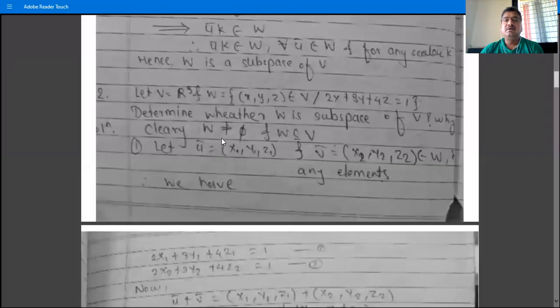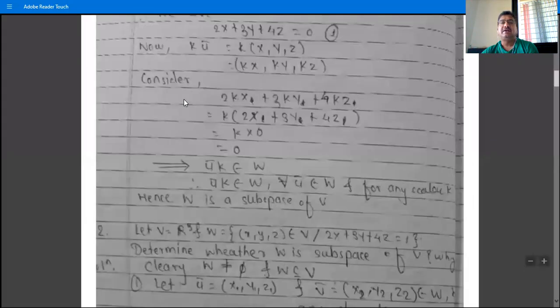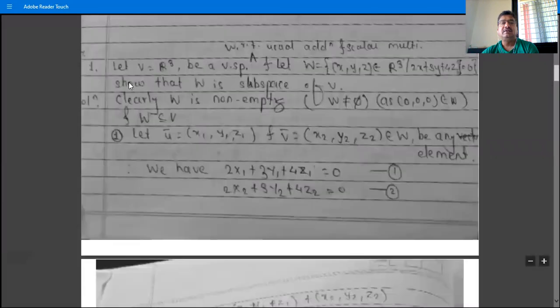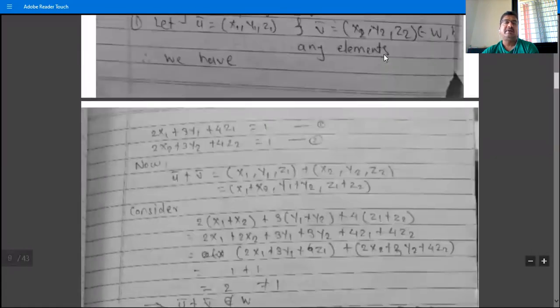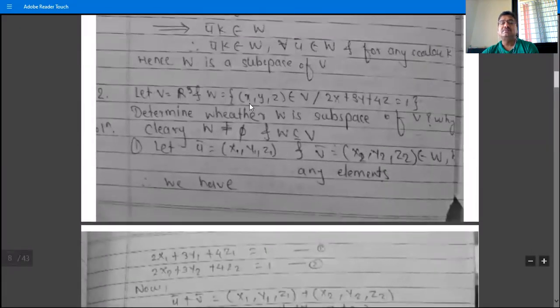Next example of subspace. Let V be equal to R3. Obviously, V is equal to R3 is a vector space with respect to usual addition and usual scalar multiplication. And W is a subset of V. W is the set of (x, y, z), three-tuples belonging to V, or R3, such that 2x plus 3y plus 4z is equal to 1.